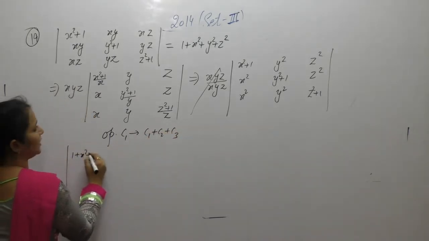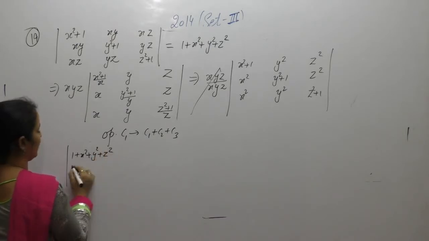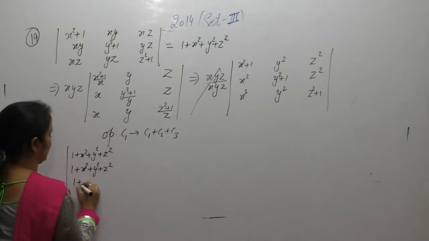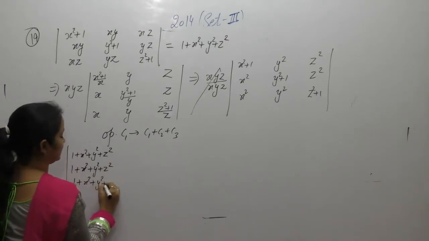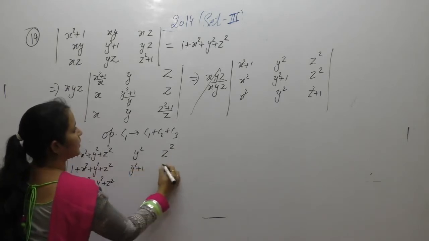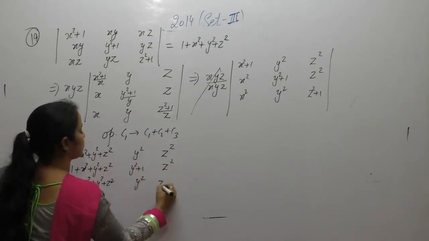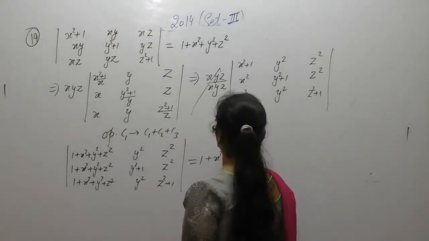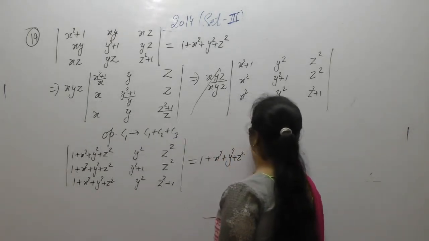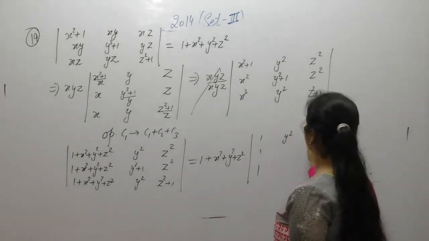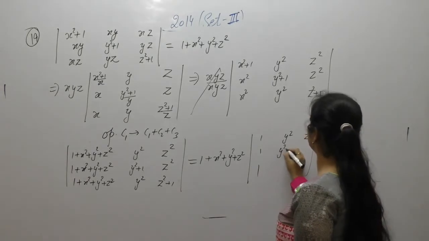1 plus x square plus y square plus z square, 1 plus x square plus y square plus z square, y square, z square, y square plus 1, z square, y square, z square plus 1. So it is common. Take 1 plus x square plus y square plus z square common from column 1. So we are left with this.